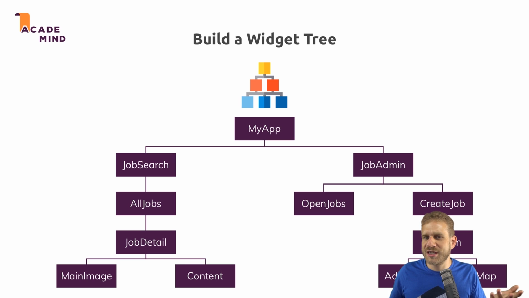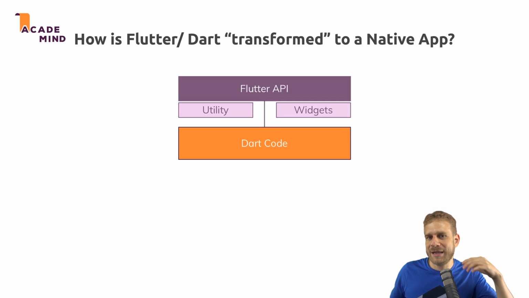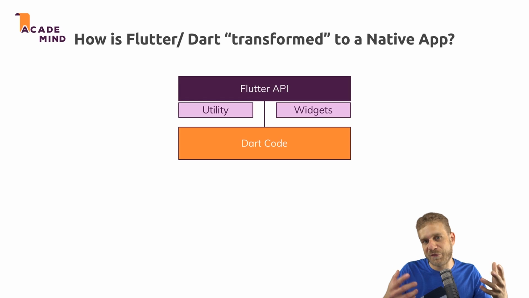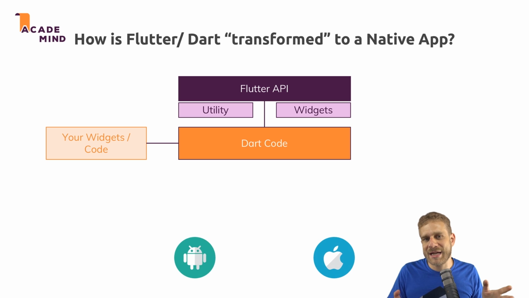The obvious question is, how is it then compiled to native code? Because we write Dart code, we do that with the help of the Flutter API, the framework, which gives us utility features, built-in widgets, pre-styled widgets. We add our own code, build our own widgets. Yes, we do that a lot actually. And in the end, we want to get an app which runs on Android and iOS. Flutter helps us with that.